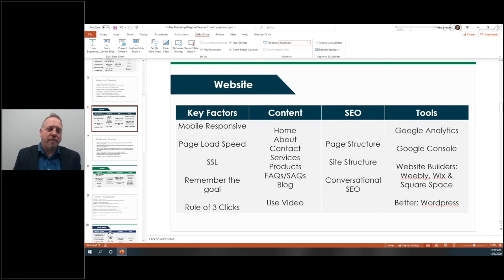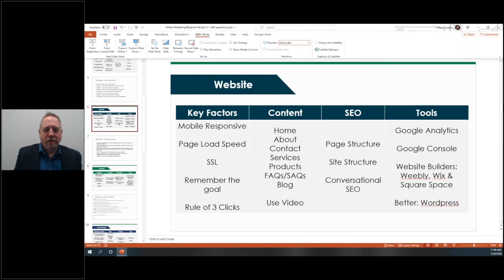But the website has to be mobile responsive. I still come across so many websites, and I look at so many websites for local businesses that I can't really see very well on my phone. Now, I know I'm over 50, so I need reading glasses, but they're actually still challenging to read on a phone many times because they haven't optimized it for mobile.